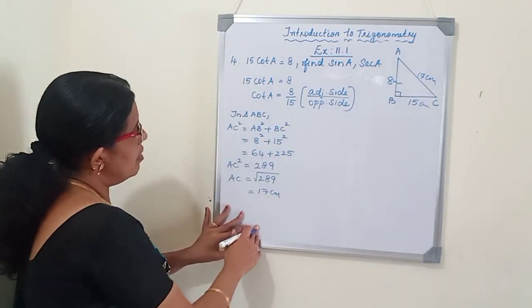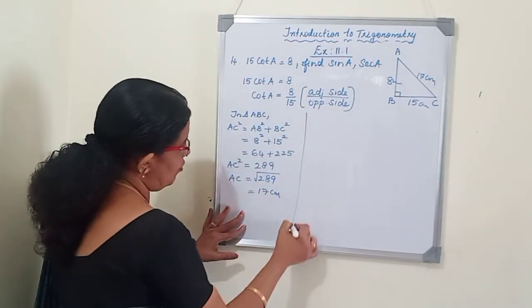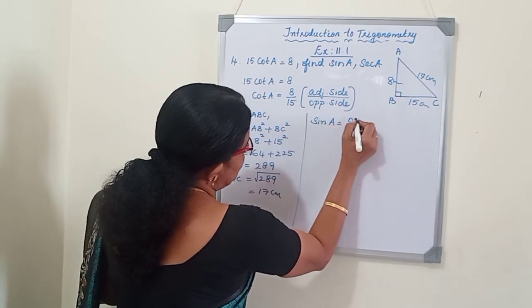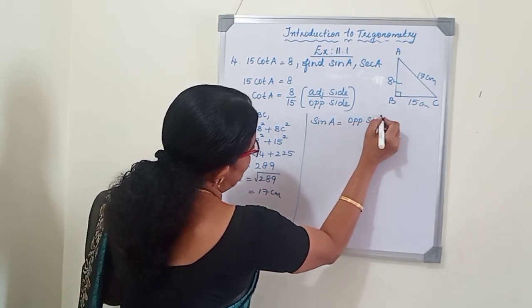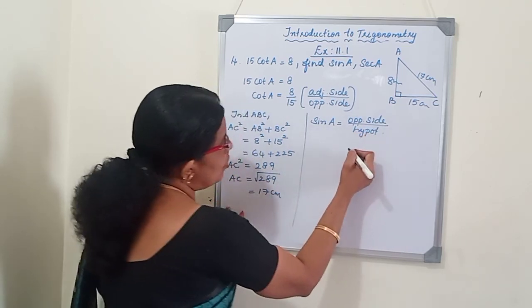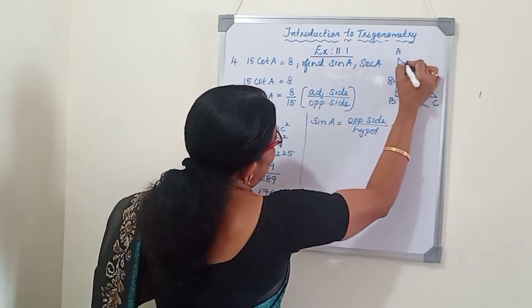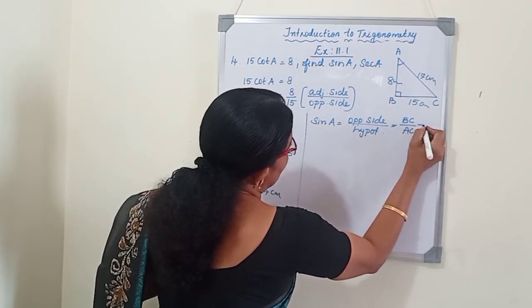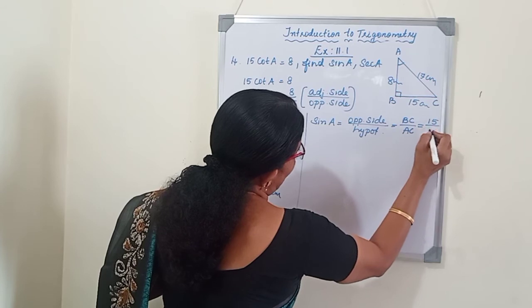Now, we will find sin A and sec A. So, first we will write sin A. What is the formula for sin A? Opposite side by hypotenuse. With respect to A, the opposite side is BC and the hypotenuse is AC. That is 15 by 17.